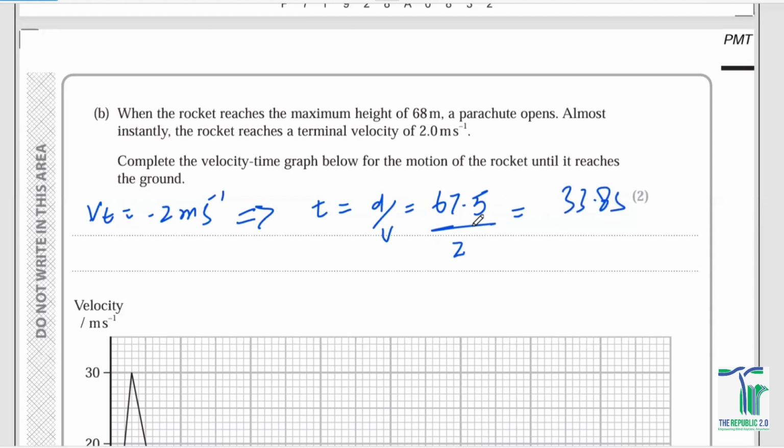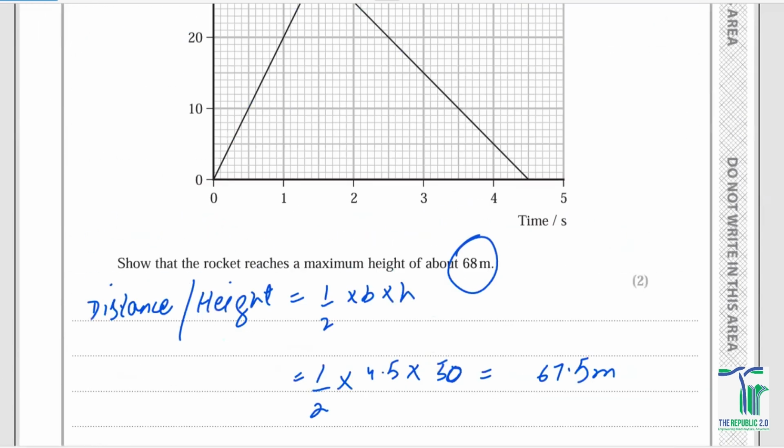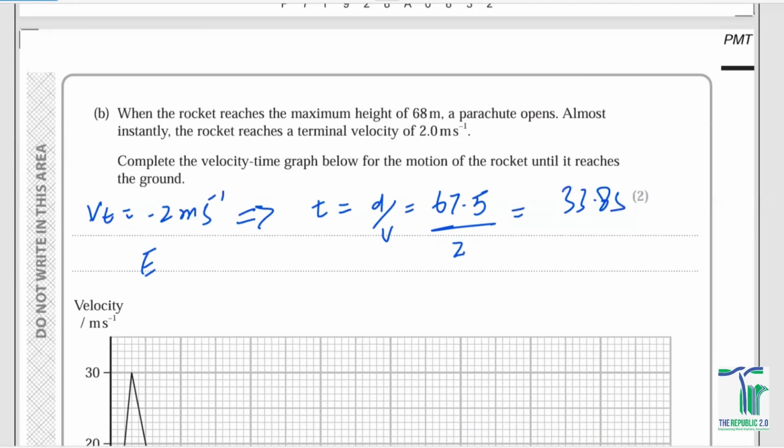And it has to cover the height in 4.5 seconds as well. You can see that over here. So the total time it's going to take would be 33.8 plus 5 and plus 4.5, sorry, and that's going to be 38.3.